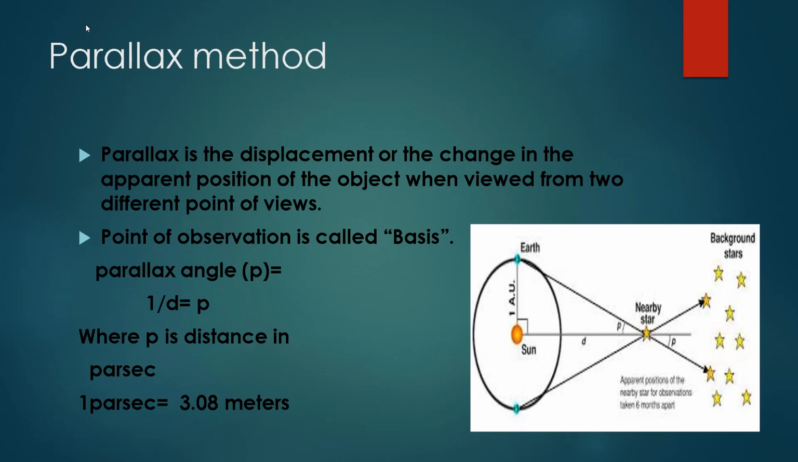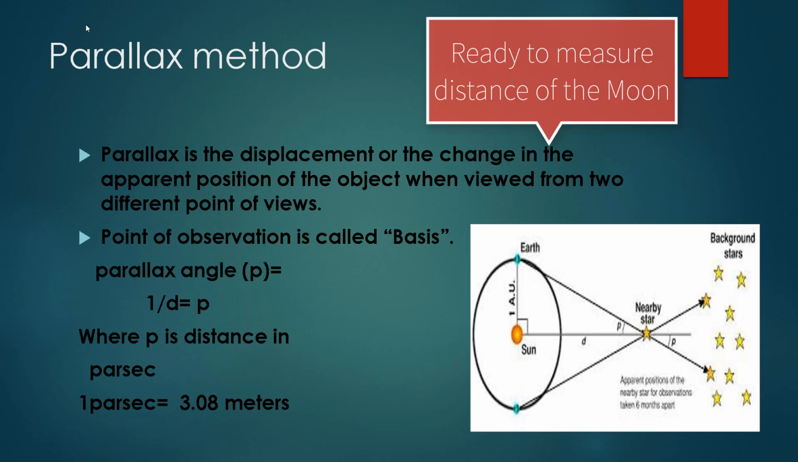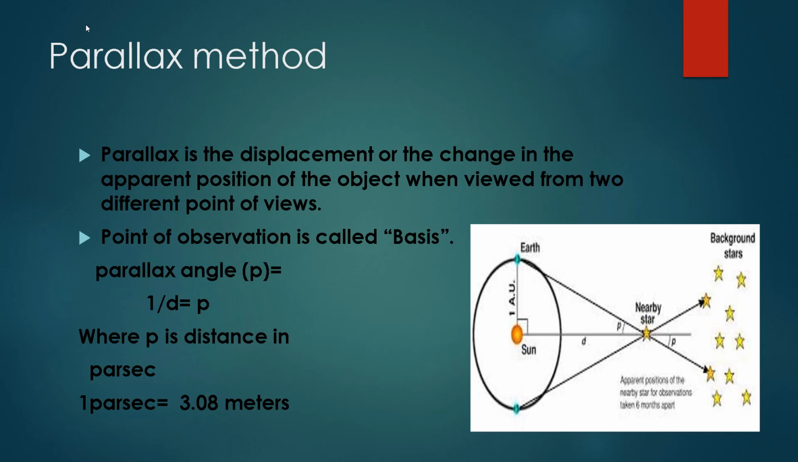We can measure very small distances, large distances, or even we can measure the distant objects like stars, galaxies. For smaller distances we use meter scale, vernier caliper, screw gauge. But for larger distances we use this parallax method. And one of the important methods to measure the distance of the distant objects like stars, galaxies.